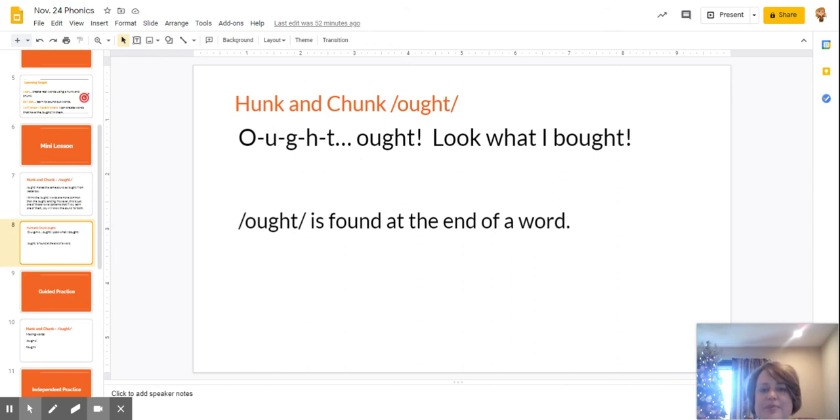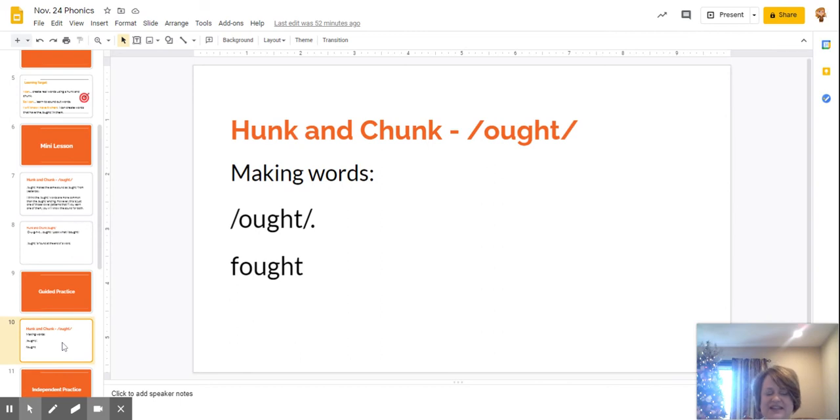At the top of your paper, it's going to have this little rhyme. It says O-U-G-H-T, ought. Look what I bought. And you will remember her doing that on the Phonics dance video yesterday. O-U-G-H-T, ought. Look at what I bought. Ought is found mostly at the end of a word. So today, let's get out our whiteboards. Let's do some practice together, making sure that we can write those.